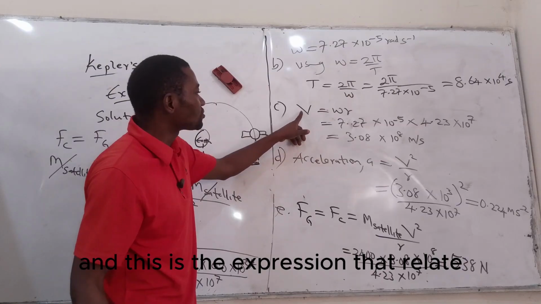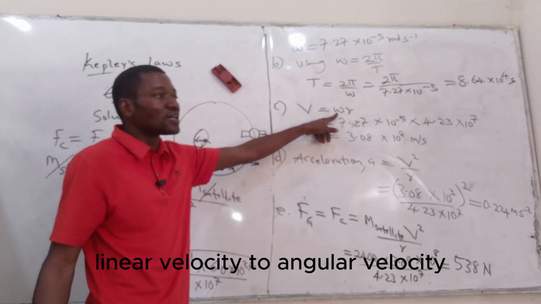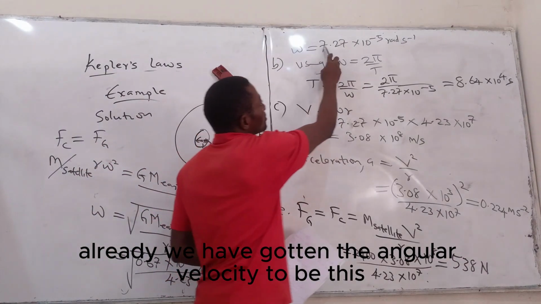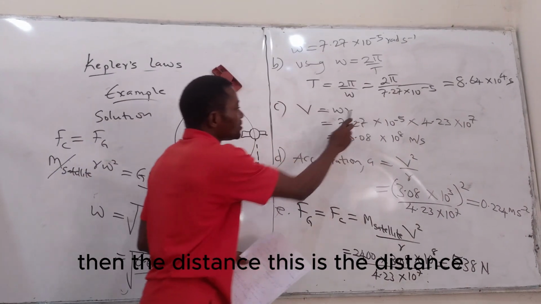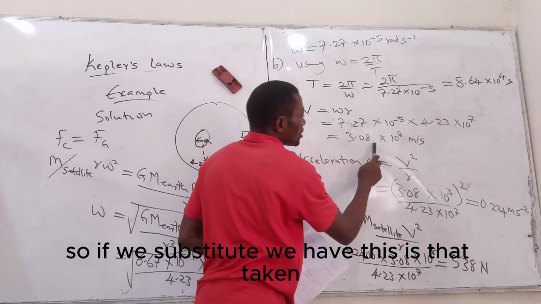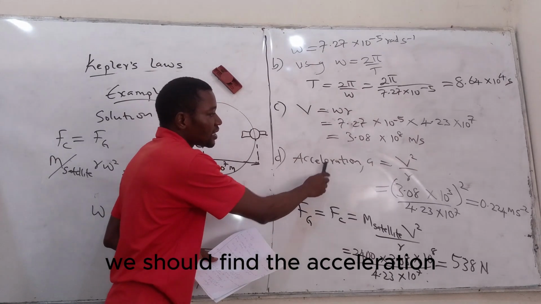Then the next question says we should find the velocity. And this is the expression that relates linear velocity to angular velocity. Already we have gotten the angular velocity to be this. Then the distance, this is the distance. So if we substitute, we have this. Is that clear?